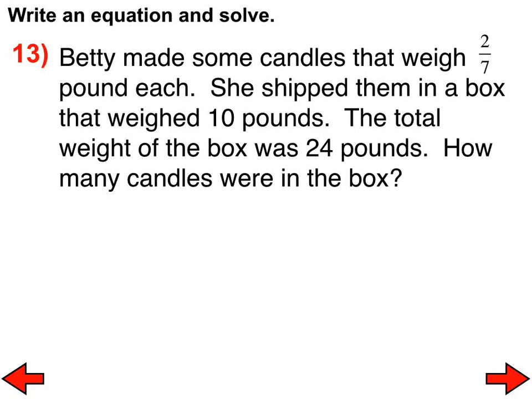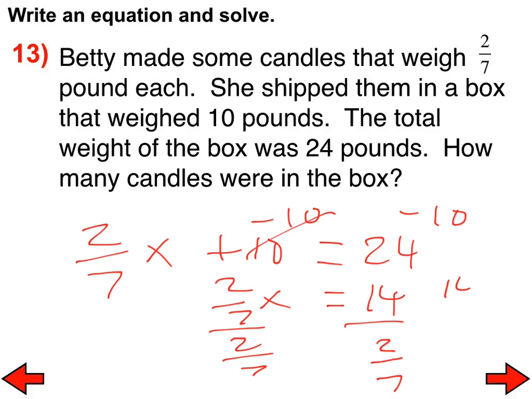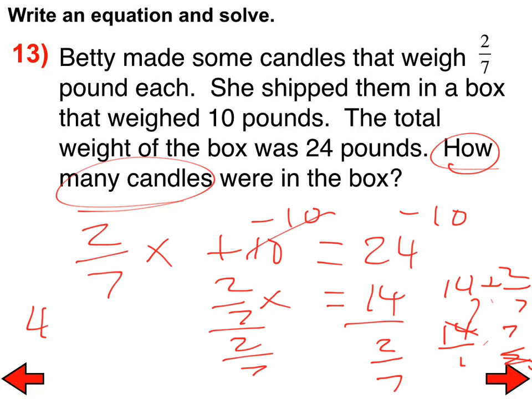And then the last one here. Betty made some candles that weigh 2/7 of a pound each. She shipped them in a box that weighed 10 pounds. The total weight was 24. We subtract 10 from both sides, which gives me this. I divide both sides by 2/7. So we have 14 divided by 2/7, and I'm trying to squeeze all this in here. Change that to a multiplication problem. And I believe it says how many candles were in the box. There were 49 candles. Is that correct? Yes. Are you sure? Yes.